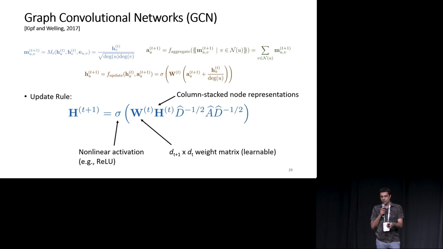You can also cast this into the language that I showed in the earlier slide, where your message is the node representation from the previous step, normalized by some degrees, and then you do a sum aggregation and apply an update function. So the top there is basically equivalent to this update rule.